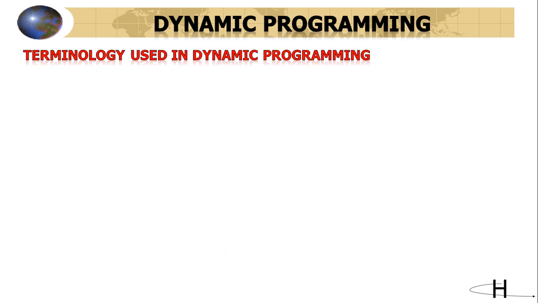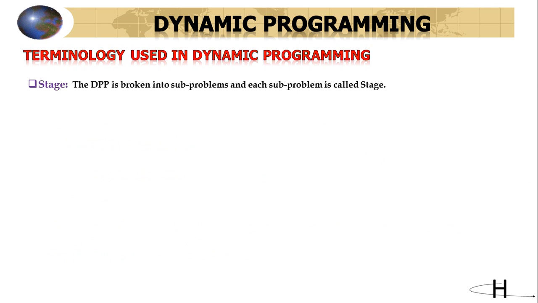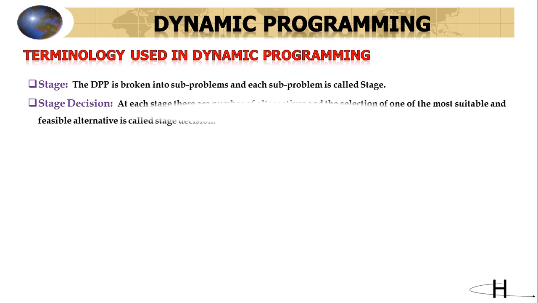Next point is terminology used in dynamic programming. The first term used in dynamic programming is stage. The dynamic programming problem is broken into sub-problems and each sub-problem is called a stage. The second term is stage decision. At each stage, there are a number of alternatives and the selection of the most suitable and feasible alternative is called stage decision.